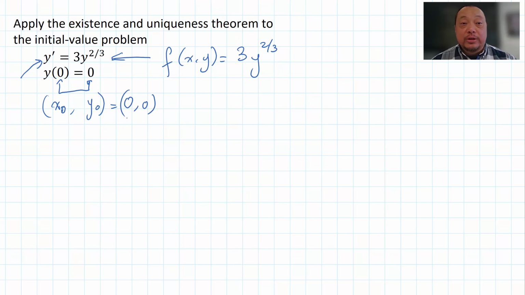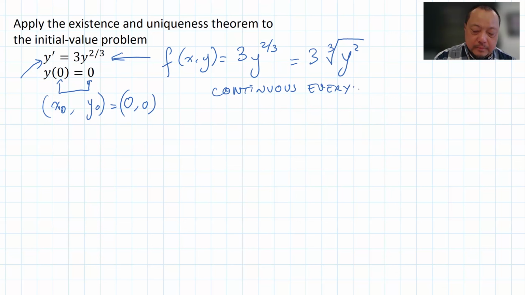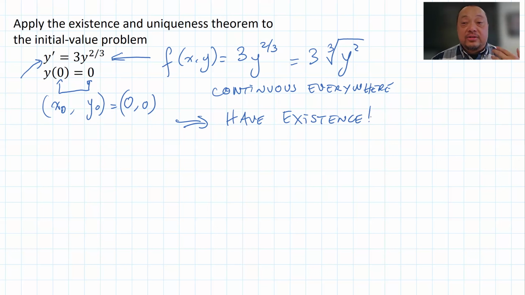Is f continuous at 0, 0? Well, f is continuous everywhere. This is equivalent to 3 times the cube root of y squared. And since it's continuous everywhere, it's continuous at and near 0, 0, and therefore we have existence. We know a solution exists, which is kind of good because previously we did solve for it. We solved for it as y equals x cubed.